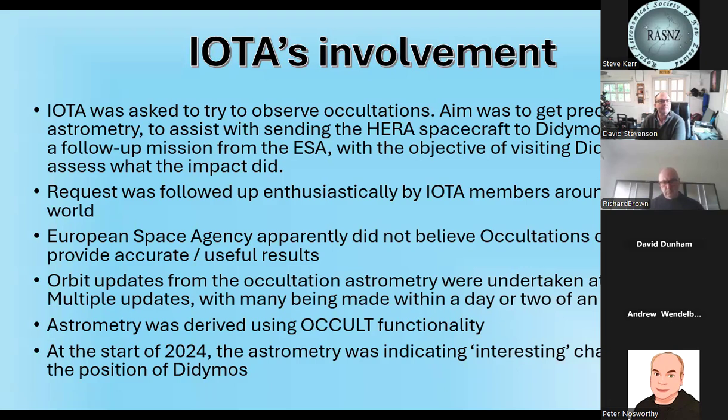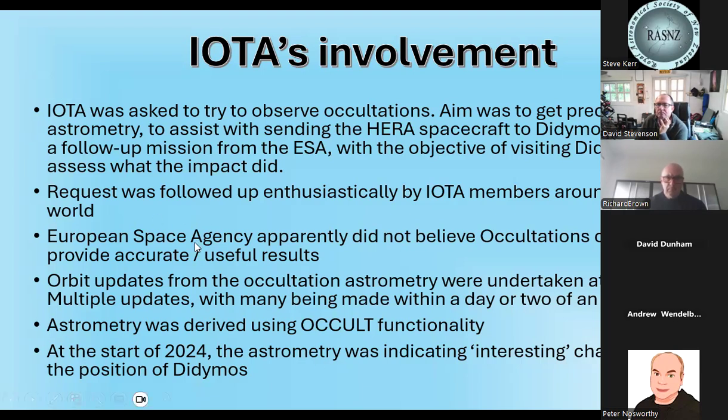The secondary issue, and it is very much a secondary issue, is how much does that change the orbit of Didymus around the Sun? And that's where the occultation stuff has turned out to be somewhat exciting. That request was followed up enthusiastically by people in IOTA. We had successful observations in US, Japan, and Europe, and Australia. All our regions had success.